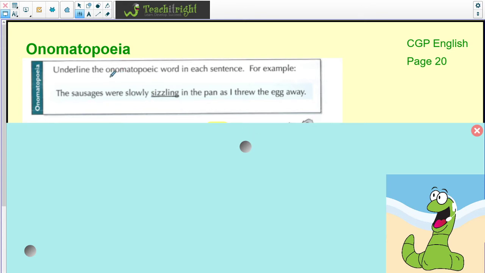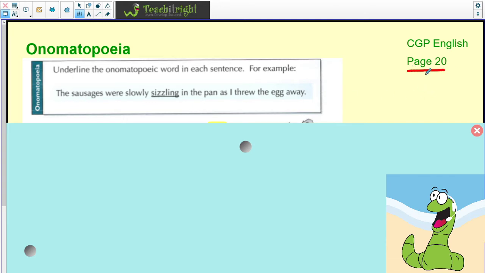Well, we need to underline the onomatopoeic word. So the word that makes a sound. So if you think of words like thud and crash, and they've given a lovely example here. The sausages were slowly sizzling in the pan as I threw the egg away. So an onomatopoeia is a word that means a different sound that you might get. I certainly remember watching a lot of Batman cartoons when I was younger and seeing things like pow and thud and all those words coming out of those cartoons, and a lot of those were onomatopoeic.